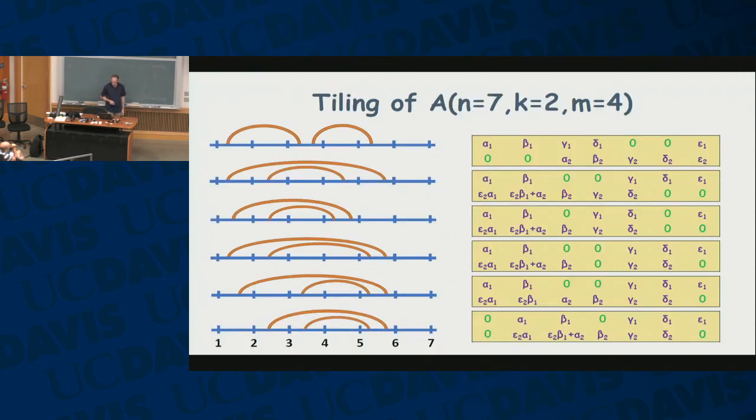And now here's an example. For example, if n equals 7, k equals 2, and m equals 4, then we have 6 different chord diagrams under our rules. Each one of them gives us this kind of matrix. If we multiply them by Z, which is 7 by 6 in this case, we get their images in the Amplituhedron, and we claim that this is indeed a tiling. Now with these parameters, alpha to epsilon, this gives a tiling of the 7 to 4 Amplituhedron.